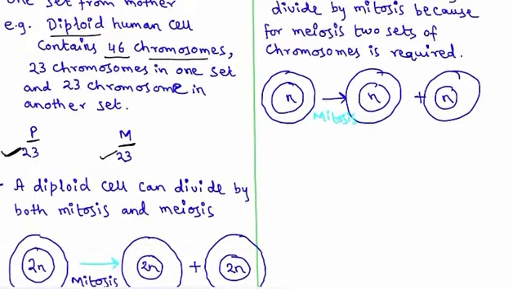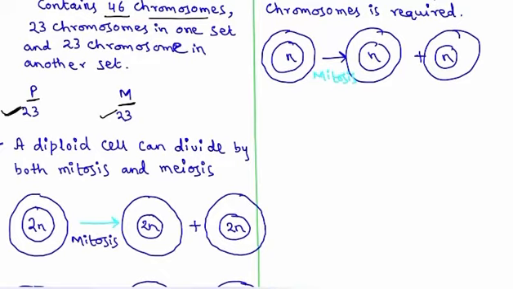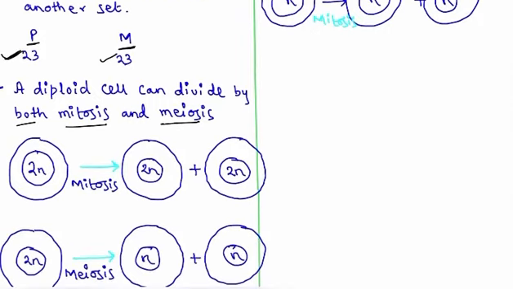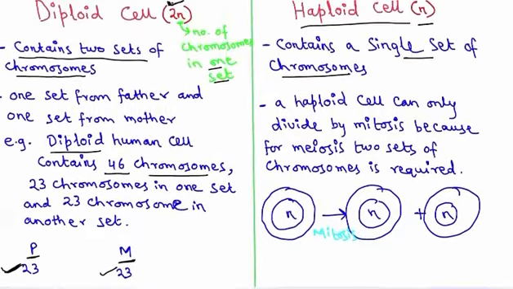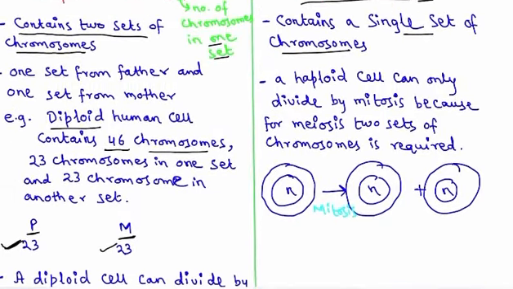A diploid cell can divide by both mitosis and meiosis. When a diploid cell divides by mitosis, the chromosome number remains the same. When the diploid cell divides by meiosis, the chromosome number is reduced to half. So we can say that before meiosis there were two sets of chromosomes, and after meiosis there is now a single set of chromosomes.